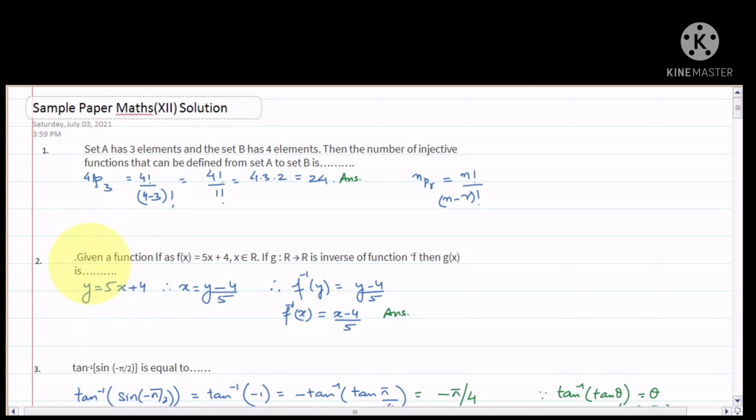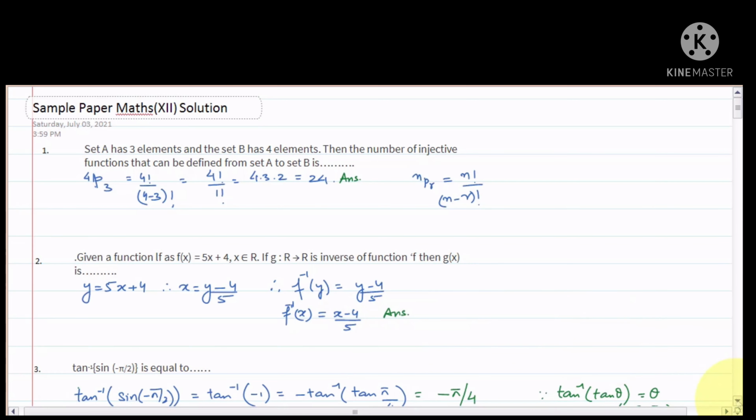The second question says, given a function f(x) = 5x + 4, where x is an element of real numbers, if g is the inverse of function f, then g(x) is? We are given y = 5x + 4, therefore x = (y - 4)/5. So what is f inverse y? f inverse y is (y - 4)/5. Changing the variable, f inverse x is equal to (x - 4)/5.